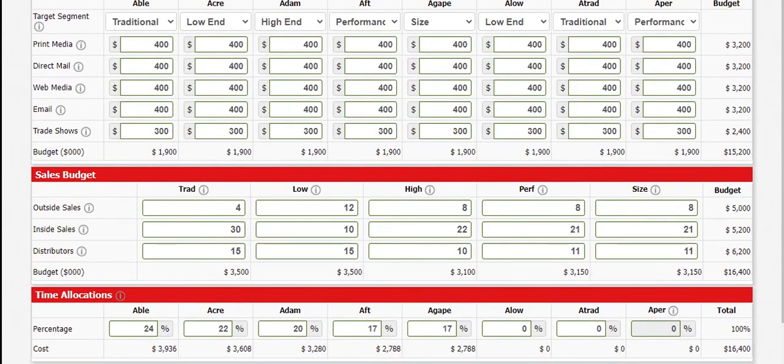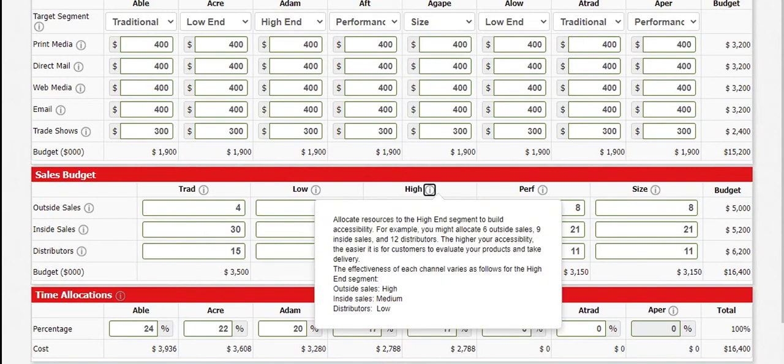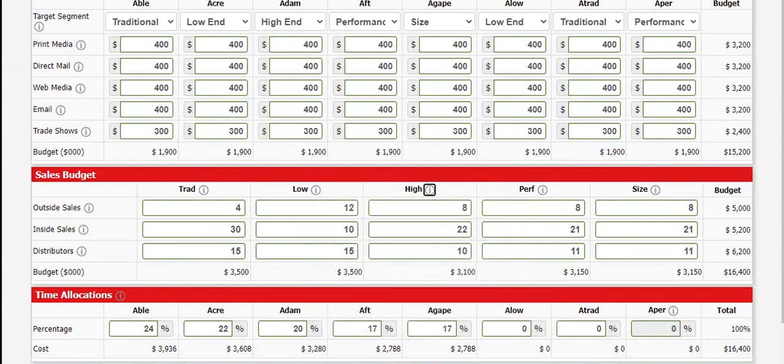So for high end, we need to check, like they say high, medium, low. So here we can have 12, which is the maximum. Here we can have 30. Here we can have 6.